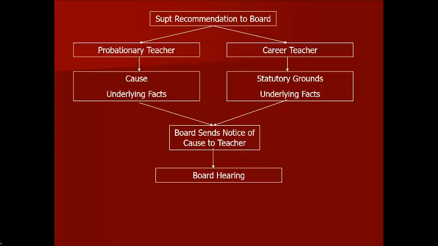So here is what happens then. A little bit more detail. The superintendent recommends to the board. Probationary teacher will give cause and underlying facts. The board sends notice of cause to the teacher, and the board has a hearing. Keep in mind that does not have to happen by law. The career teacher side does have to happen by law. This is due process. The superintendent makes a recommendation to the board concerning career teachers and states the statutory grounds and the underlying fact. The board sends notice of cause to the teacher, and then there is a hearing.